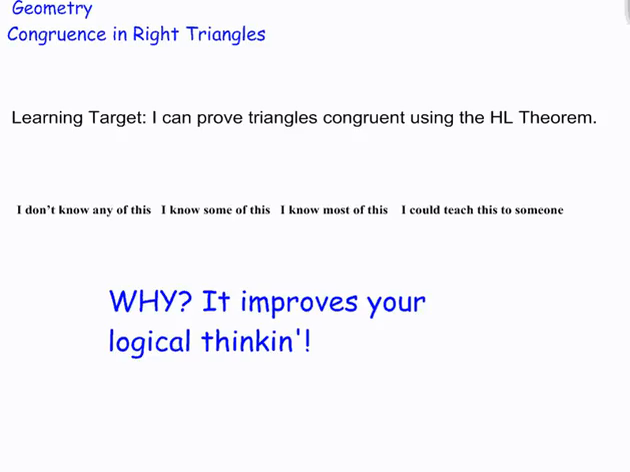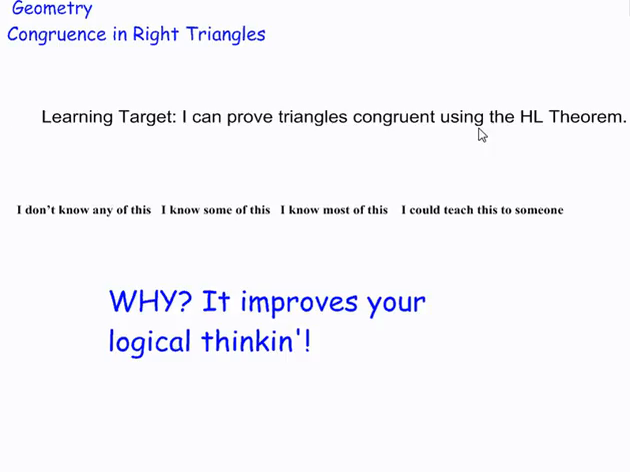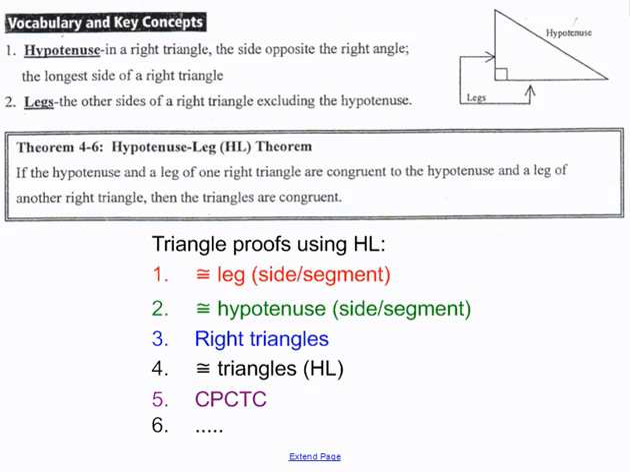Alright, today is the last lesson of chapter 4, and it's an extension onto the theorems side-angle-angle and angle-angle-side. We're now going to add hypotenuse leg onto those choices. As written here, the regular triangle proofs we were doing before still have your red, green, blue, congruent triangles, CPCTC, and then whatever else you have.